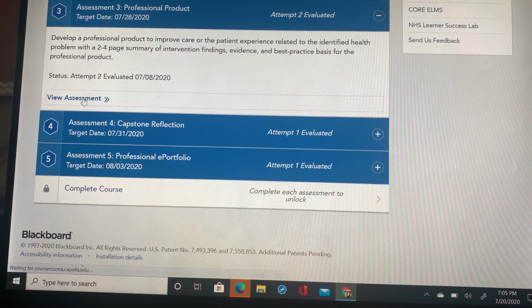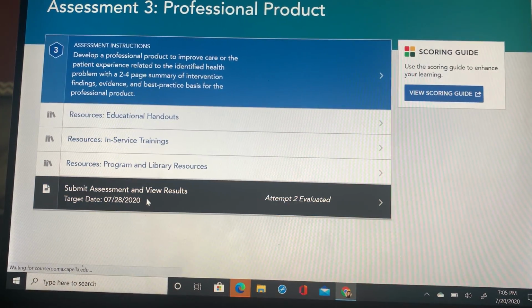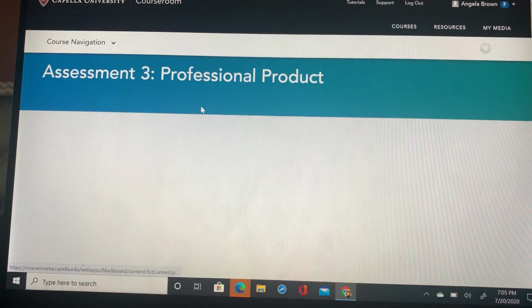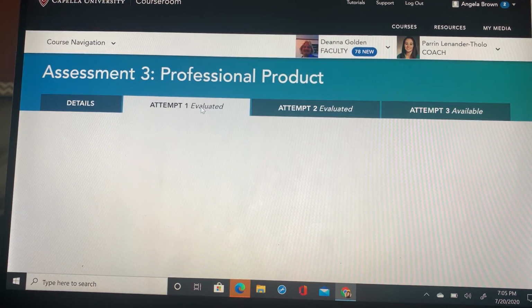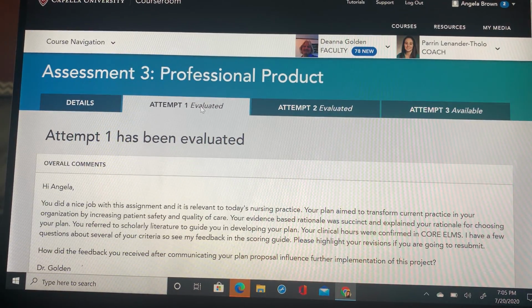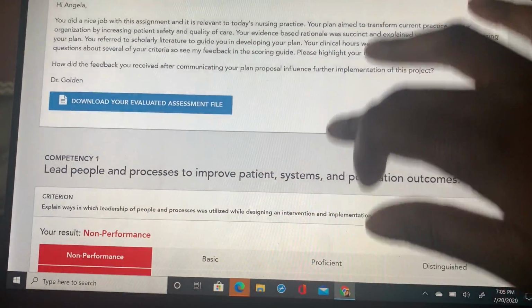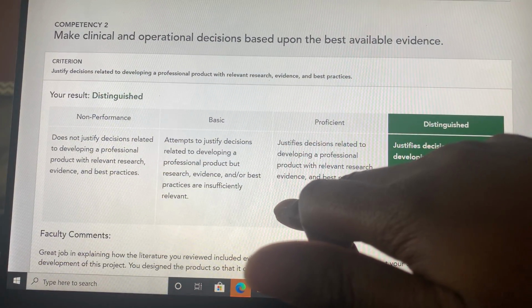The assessment. I can't see my time. I got it covered up. Are we already at 31 minutes? Oh my God. Oh my gosh. Non-performance. Attempts to justify.